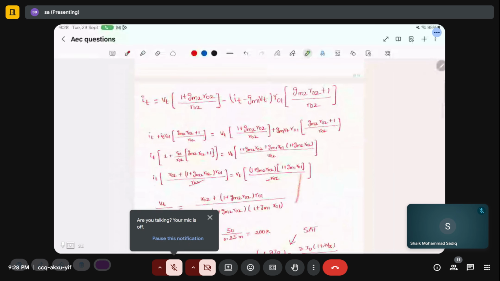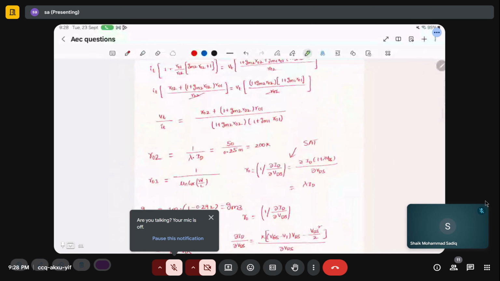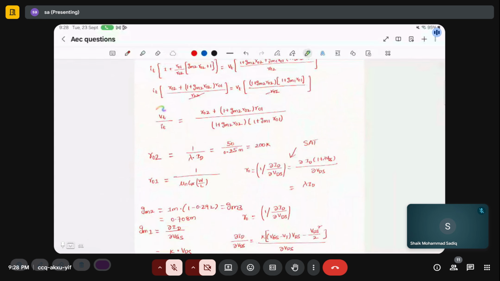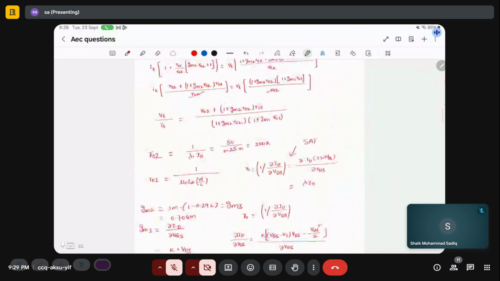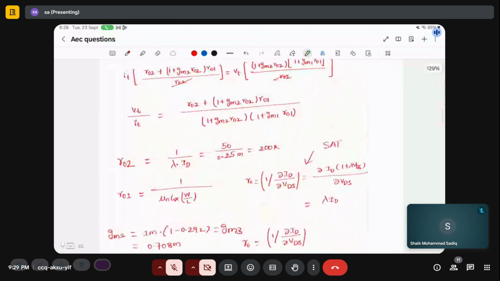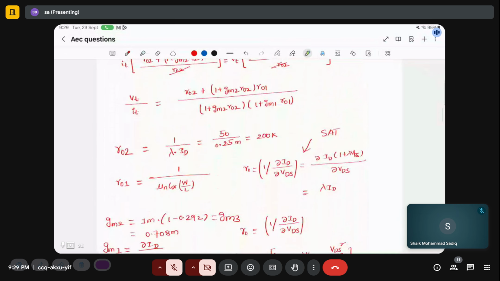This is VT by IT. So as you know, R equivalent is VT by IT. You will get this equation: RO2 plus 1 plus GM2 RO2 into RO1 by 1 plus GM2 RO2 into 1 plus GM1 RO1. This is simple math. You can solve it, or at the end I will give a PDF also. So the main thing is getting these values RO2, RO1 and all.